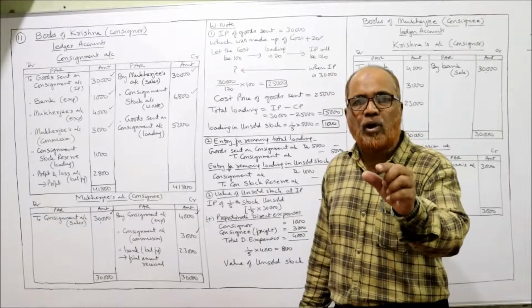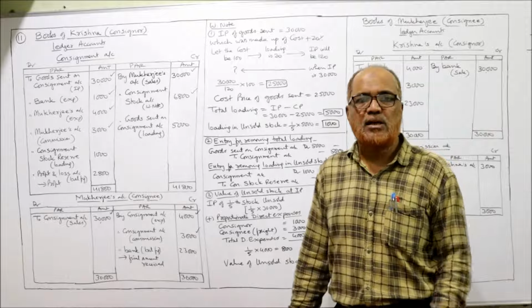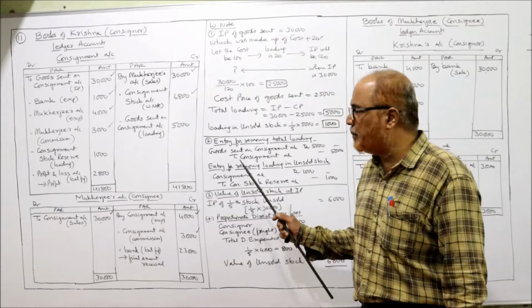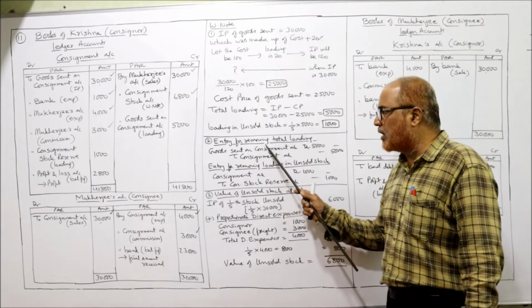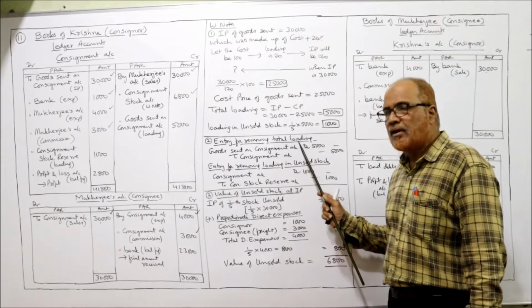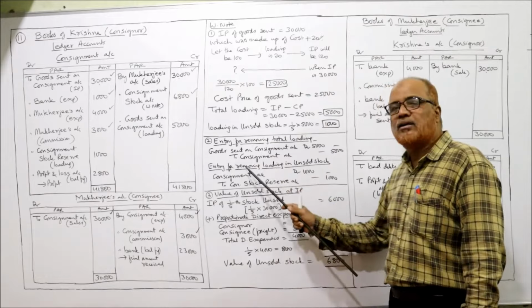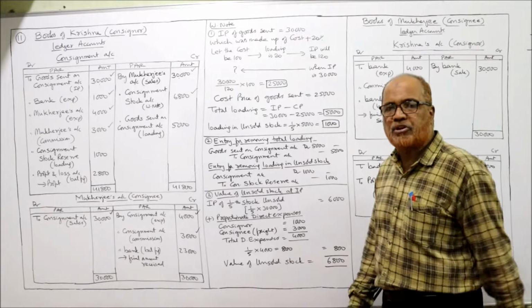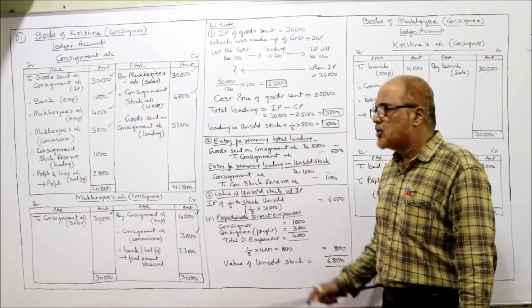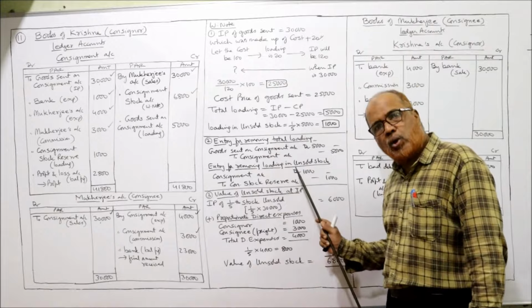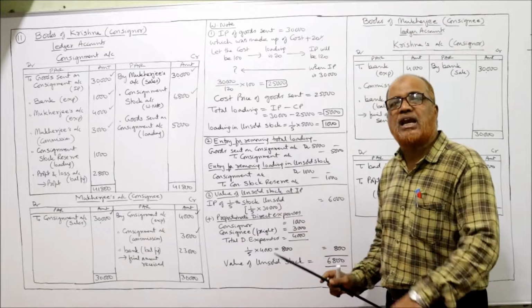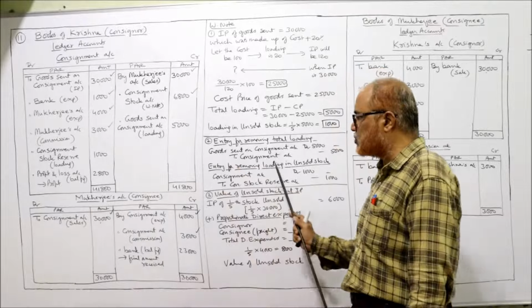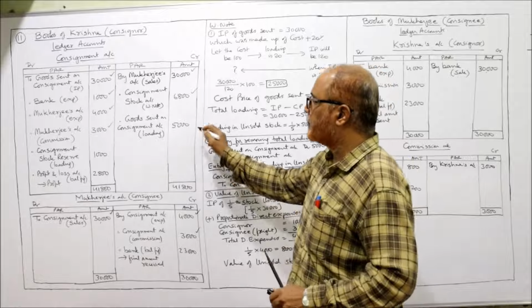The entry for removing the total loading is goods sent on consignment account debit to consignment. For your help, I am writing it here. Entry for removing total loading: goods sent on consignment account debit to consignment. Remember the entries. If you are perfect on entries, the chapter is very, very easy. So consignment account should be credited. So credit side by goods sent on consignment loading 5,000. This is the total loading.